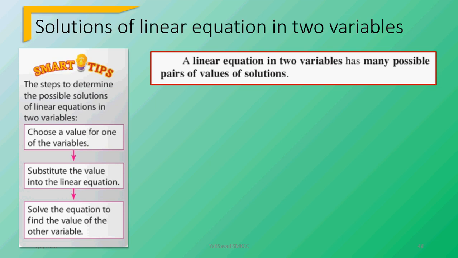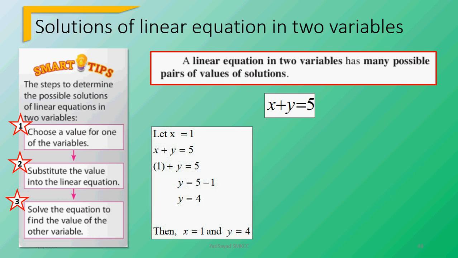So there are 3 steps over here. First thing first is you have to choose a value for one of the variables. Let's say you have x and y. Choose a value for your x first, and then you substitute the value of x into the linear equation to find the value of y. So to make it more clear, look at this. I'm using the same equation as before, x plus y equals 5. I am choosing x equals 1.